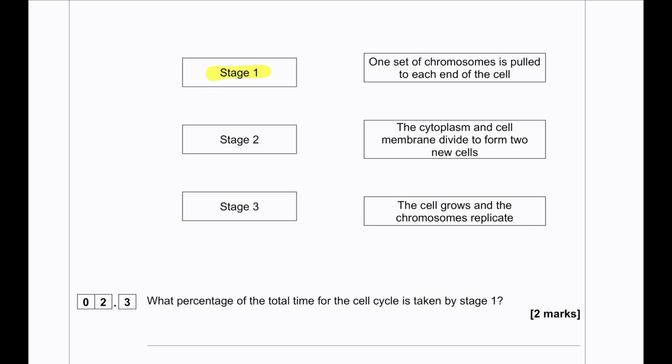In stage 1 we can see the cell grows and the chromosome replicates. So the cell grows and the chromosome will multiply in stage 1. In stage 2, one set of the chromosome is pulled to each end of the cell. When that is done, the cell is actually preparing itself for cell division. It is undergoing mitosis. And in stage 3, the cytoplasm and cell membrane divide to form 2 new cells. So this will then lead to formation of 2 new cells.